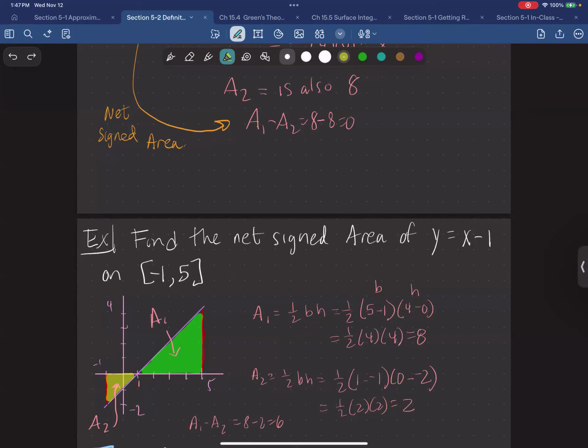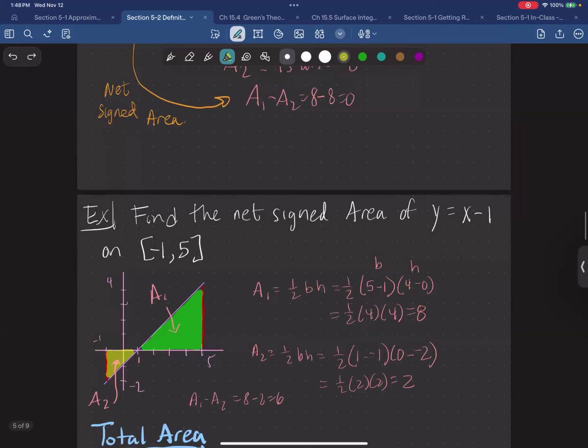So you can plug it in and do it that way. It ends up being 4 and 4 for both of them, so A1 is 8. For A2, I did the same thing here: 1 minus negative 1 for my base, 0 minus negative 2 for my height. Both of those turn into a plus. Double negative is a plus, and that's 2 times 2 times 1/2, which gets us 2. So if we do A1 minus A2, we get 6.